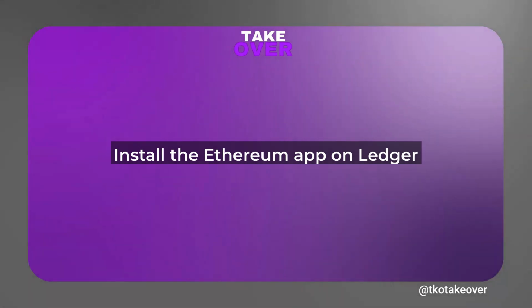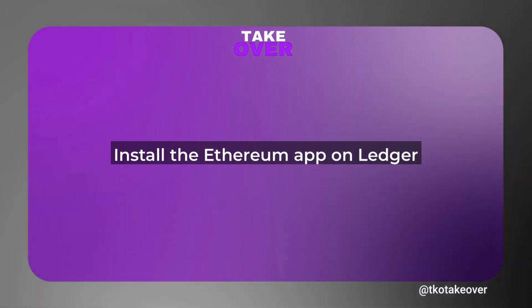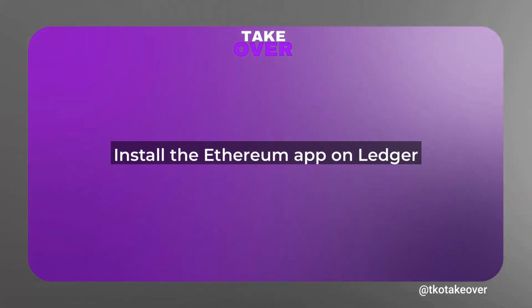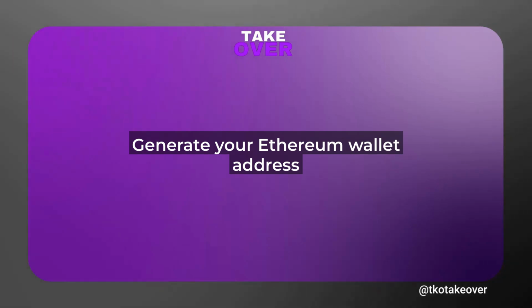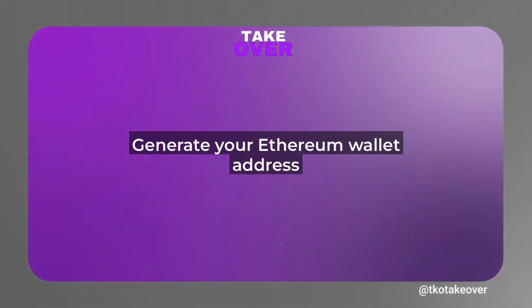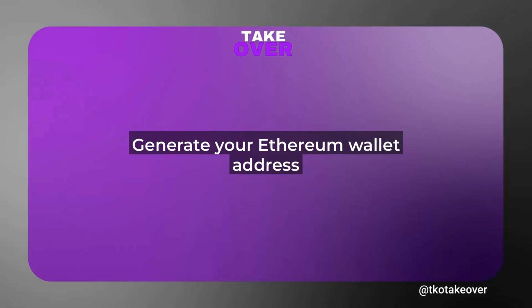Step 1. Open the Ledger Live app on your computer. If you don't have it, grab it from the official Ledger site. Don't use third-party sources to avoid risks. Once you're in, navigate to the Manager section and install the Ethereum app on your Nano X. Why? USDT is an ERC20 token, so it runs on the Ethereum blockchain.